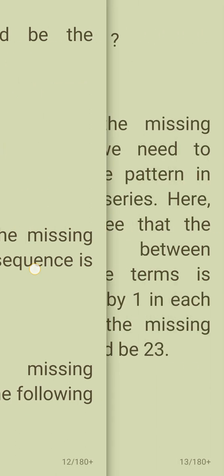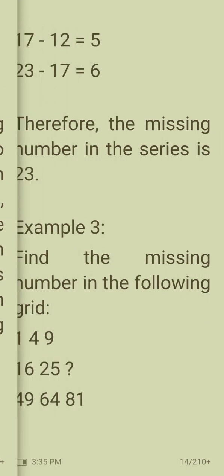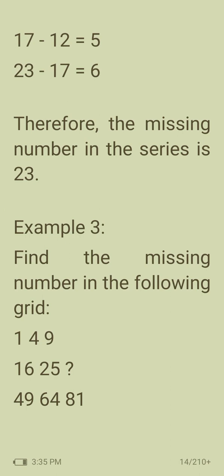Find the missing number in the following series. To find the missing number, we need to identify the pattern in the given series. Here we can see that the difference between consecutive terms is increasing by 1 in each step, so the missing term should be 23. Therefore, the missing number in the series is 23.